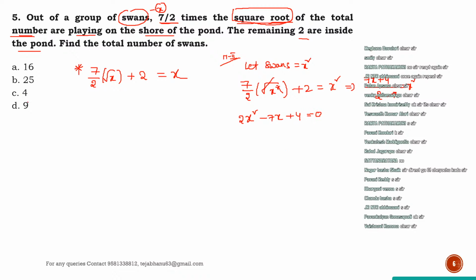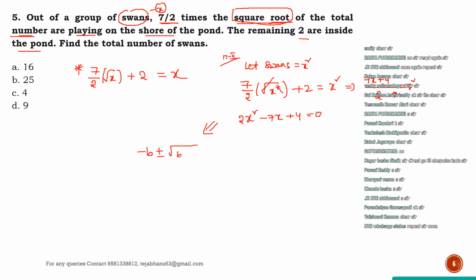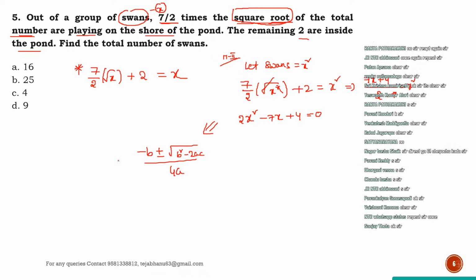Now check with the options. We know the quadratic formula: minus b plus or minus square root of b square minus 4ac, by 2a. With the help of this formula or by using the split method, we can solve. But I am not at all interested in this. Now, substitute the options. These are the total number of swans, right?